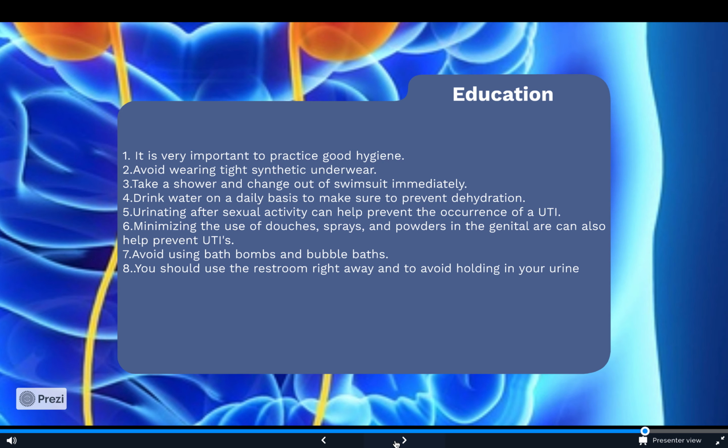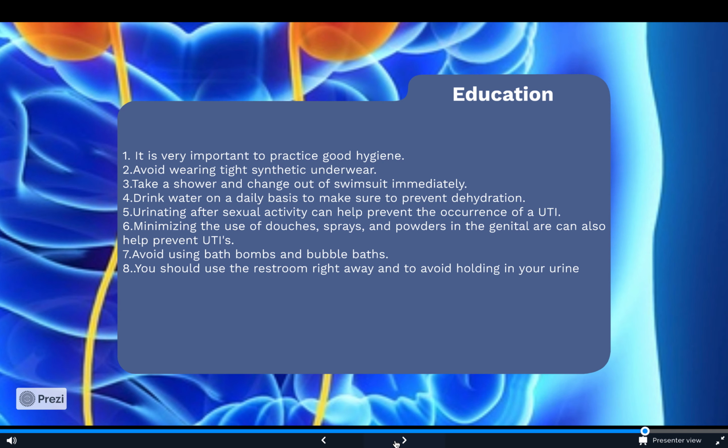The fourth point is patients should drink water on a daily basis to make sure to prevent dehydration. By doing this, you will dilute the urine and the bacteria will be flushed out of your system before it causes infection. For the fifth point, patients should urinate after sexual intercourse. This can help flush out any bacteria that may have been introduced.